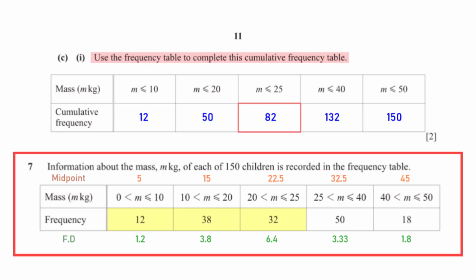For m is less than or equal to 40, the cumulative frequency is 82 plus 50, which is equal to 132. For m is less than or equal to 50, the cumulative frequency is 132 plus 18, which is equal to 150.